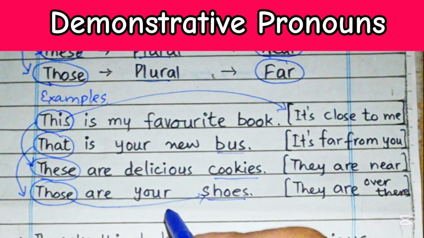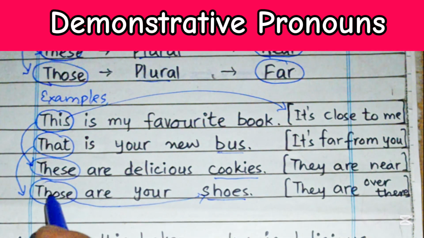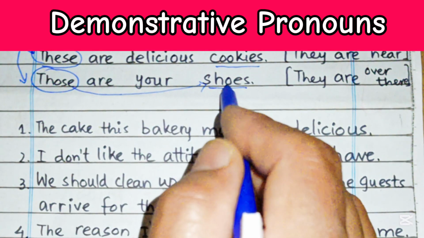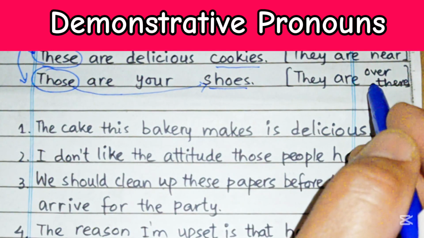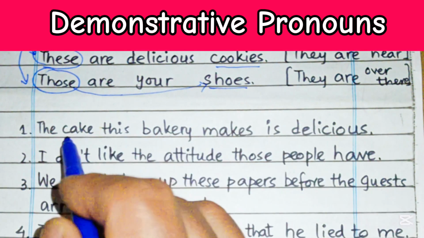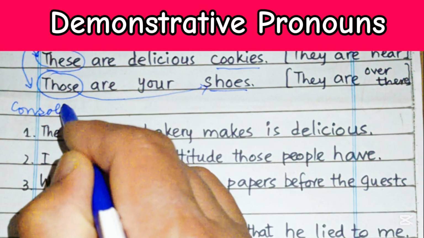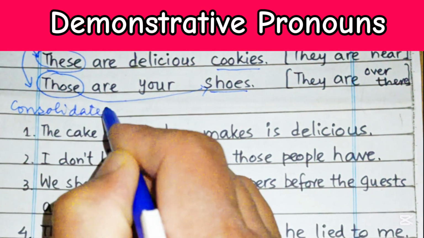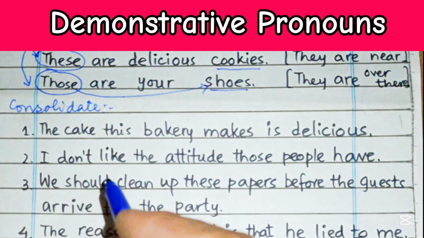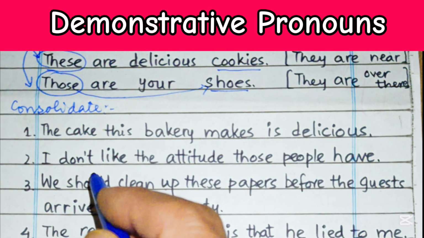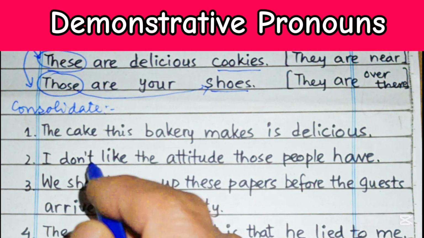So this is also used for pointing towards plural objects, plural persons, who are far from you, away from you. Now let's consolidate the concept by having some more examples where we are using the demonstrative pronouns not in the beginning only, but right in the middle or towards the end.